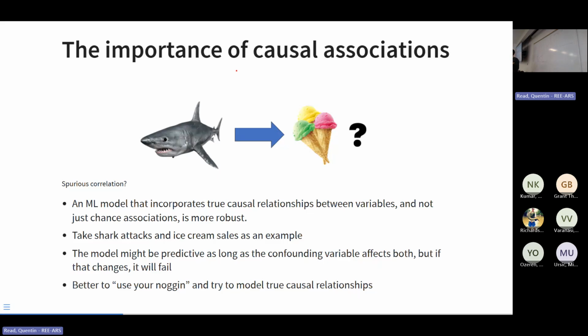So if something happened, like if sharks were extirpated from that area and there were no more shark attacks, it wouldn't actually affect how much ice cream people would buy. So the relationship would break down and the model wouldn't give good predictions anymore, right? So ultimately, a model, even if it's just a prediction machine, is better if it truly incorporates the causal relationships of what's actually happening in the world.